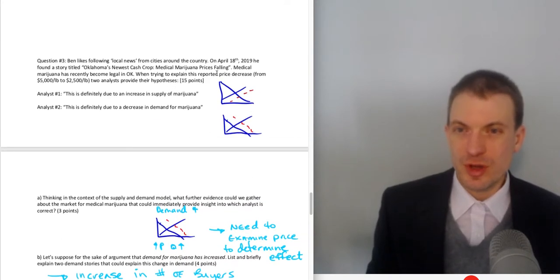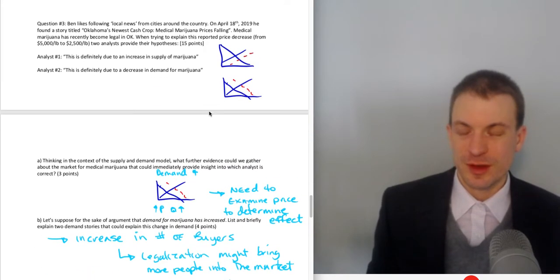No, wait. So we know the price is falling. Okay, so we know the price is falling. What's different between these pictures? The quantity effect, not the price effect. I don't know what I was thinking here.